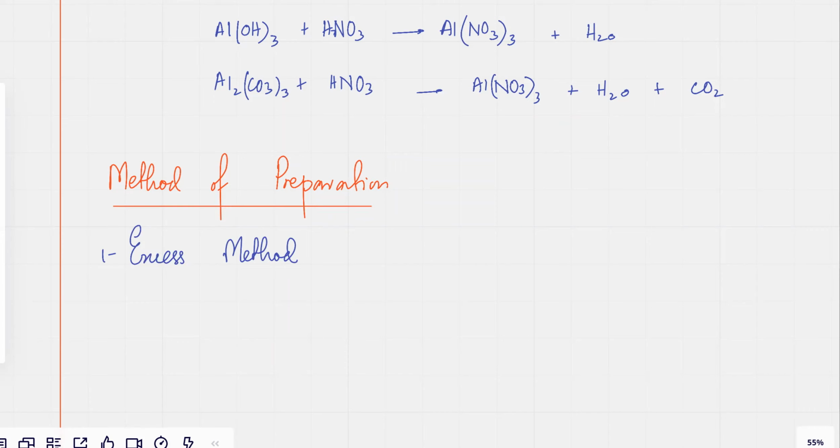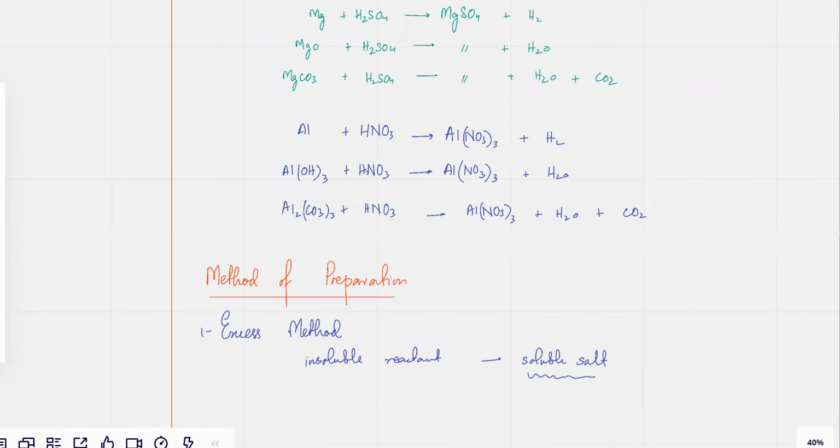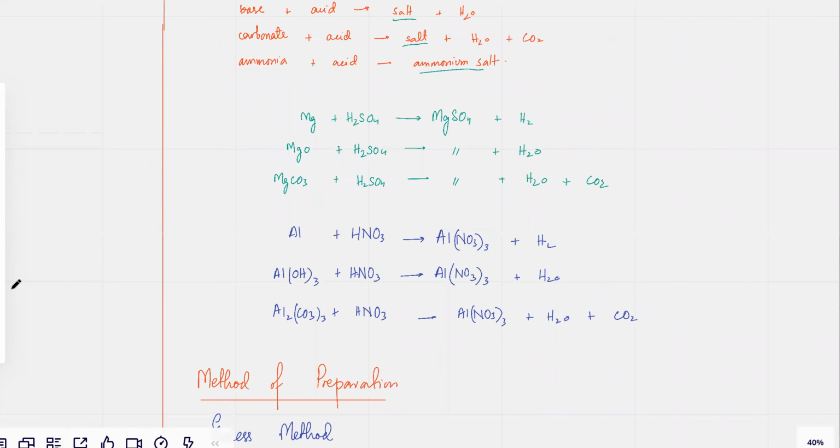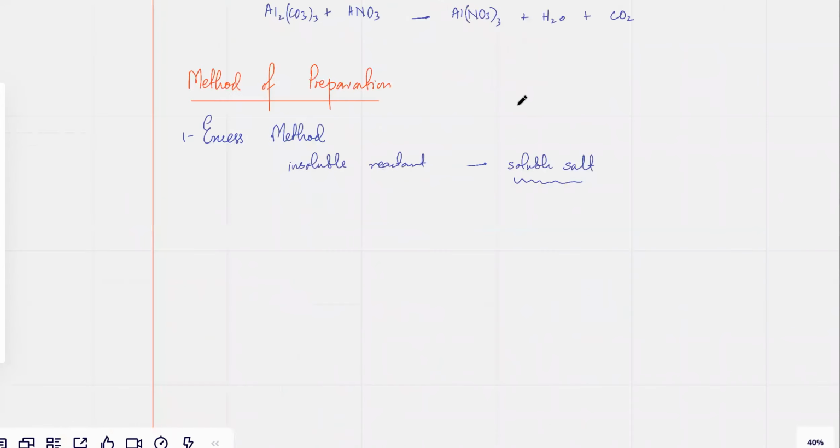When you talk about the excess method, it should be an insoluble reactant which should be reacting with an acid to produce a soluble salt. So the salt should be a soluble salt, while the reactant might be insoluble. So whenever you see an equation like this, and we did write a lot of reactions, if I pick the first one, it's Mg plus H2SO4 giving MgSO4 plus H2. So if I want to make MgSO4, right?